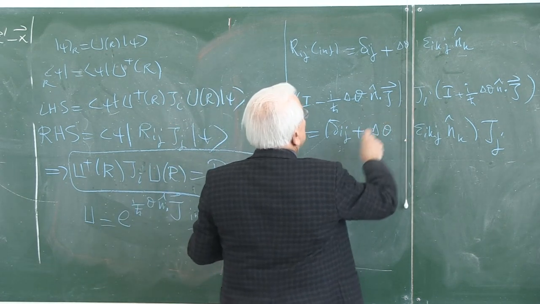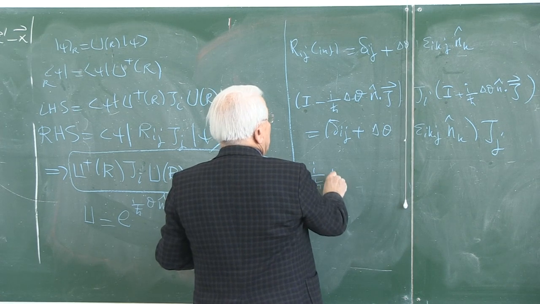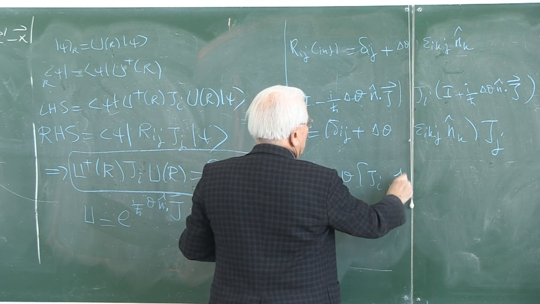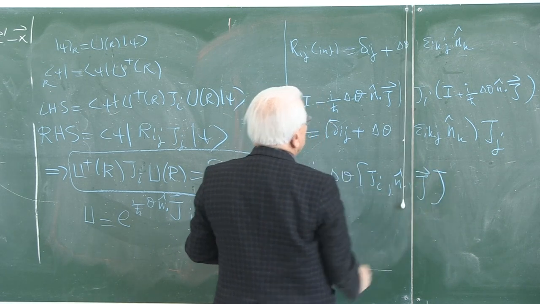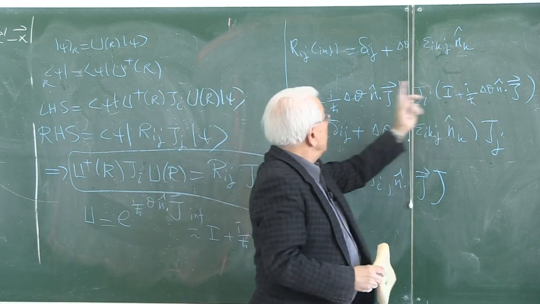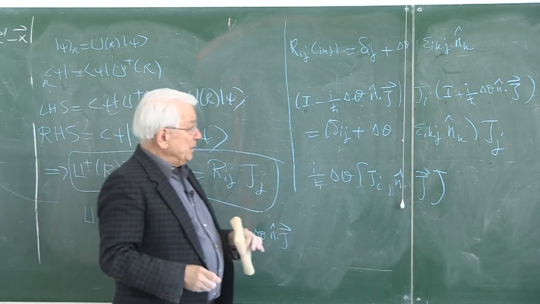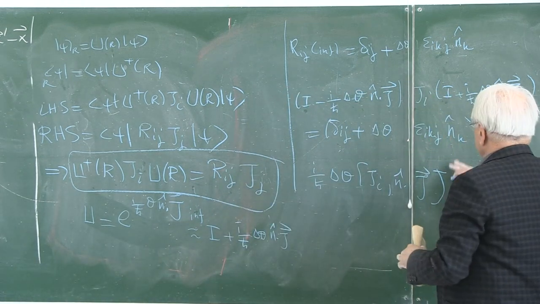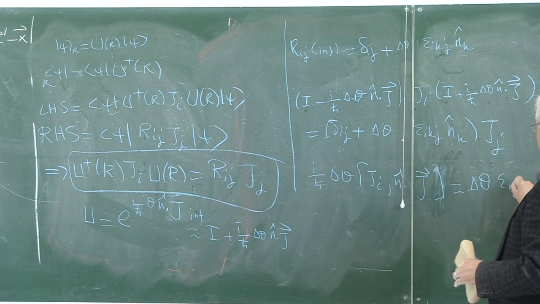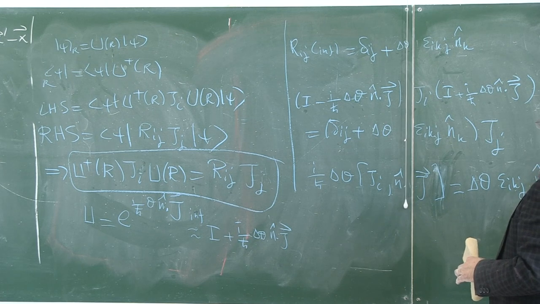So the left-hand side is what? The left-hand side is i over h bar delta theta n dot J, J_I, commutator, right? Notice that this with that, and this with that with a minus sign, so it's the commutator. And the right-hand side is delta theta epsilon_IKJ and K, J_J.